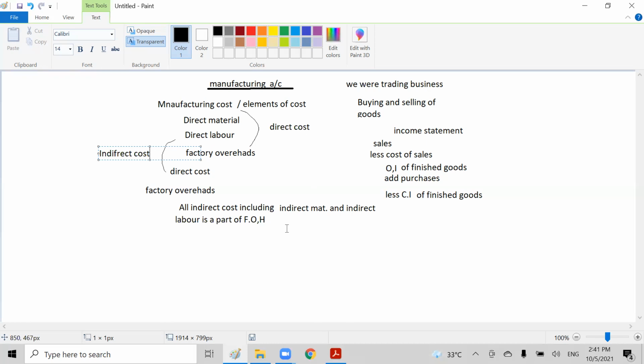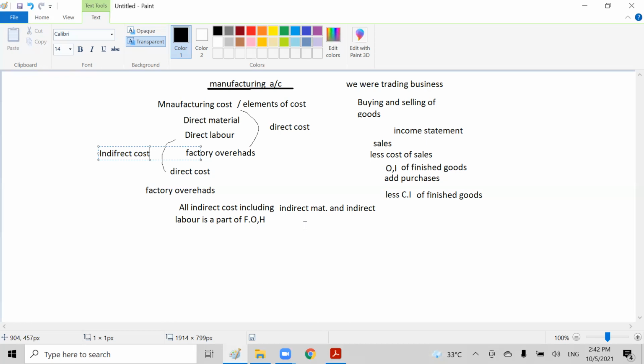Okay. Kamil, any problem? Sir, in case of the indirect cost, how does it really contribute? Like you're saying, canteen expenses and everything related to that. How does it contribute to the product?